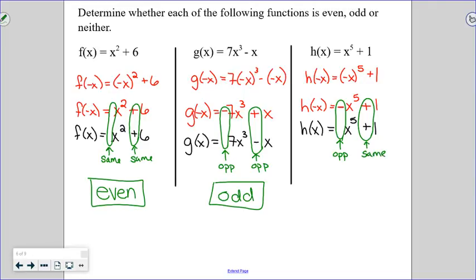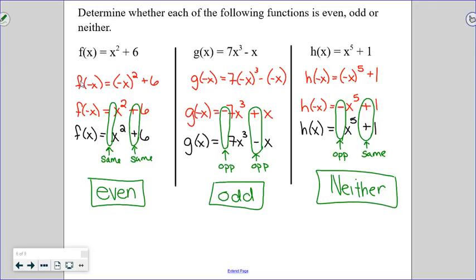And so if we get some sort of combo here, some of them switched and some of them didn't, then it is neither even nor odd. They have to all be the same, or they have to all be opposite. And if we've got a combo, it is neither even nor odd. It means it does not have that symmetry about the origin. It does not have that symmetry about the y-axis. Functions do not have to fall into one of these two categories. Okay. Any questions so far?